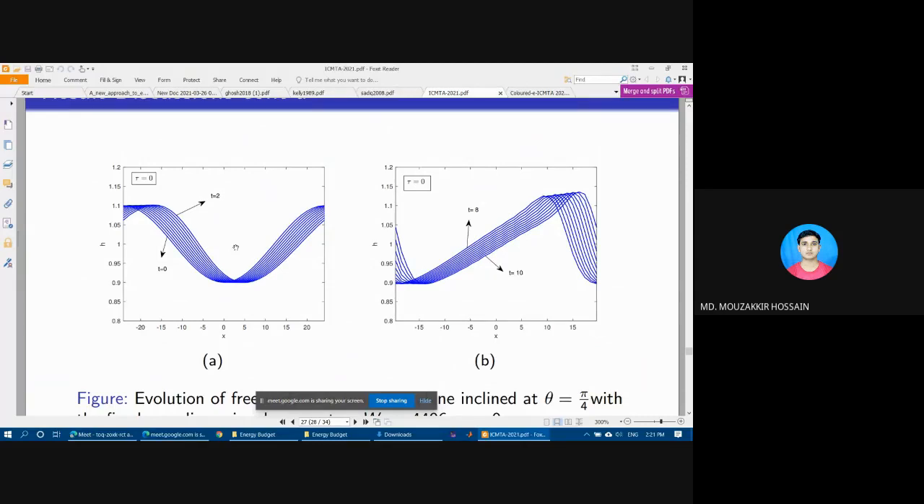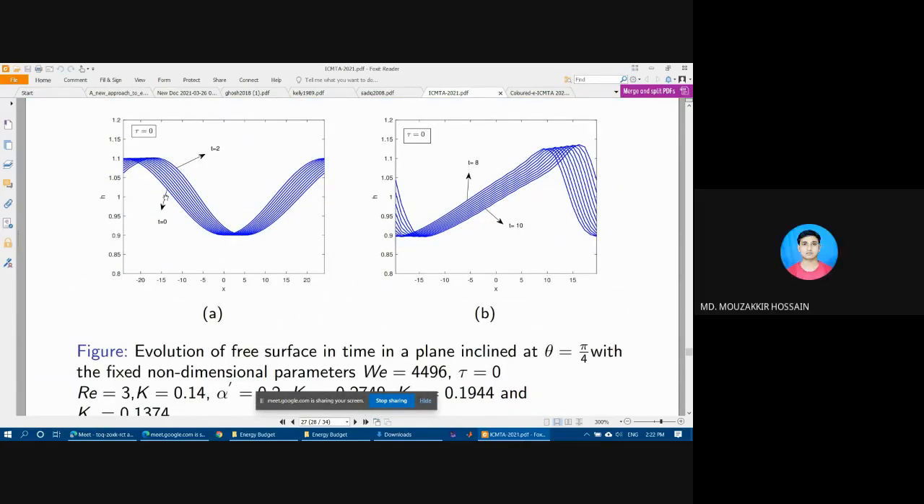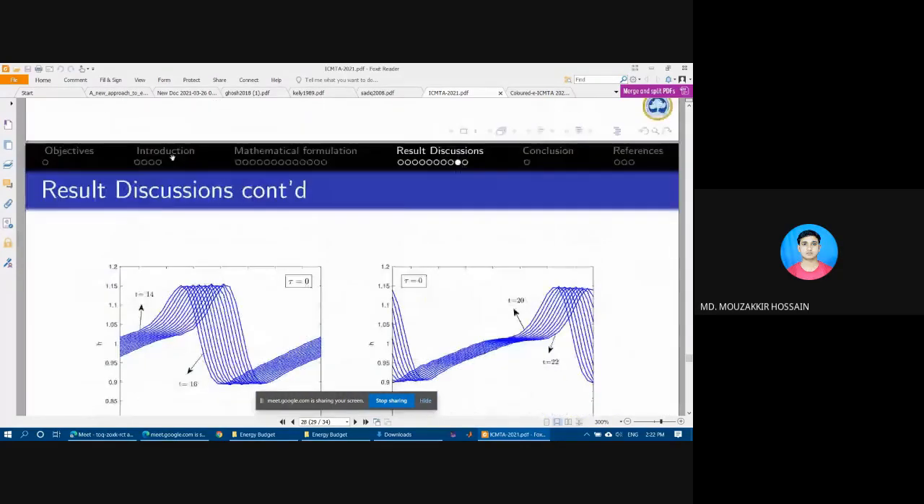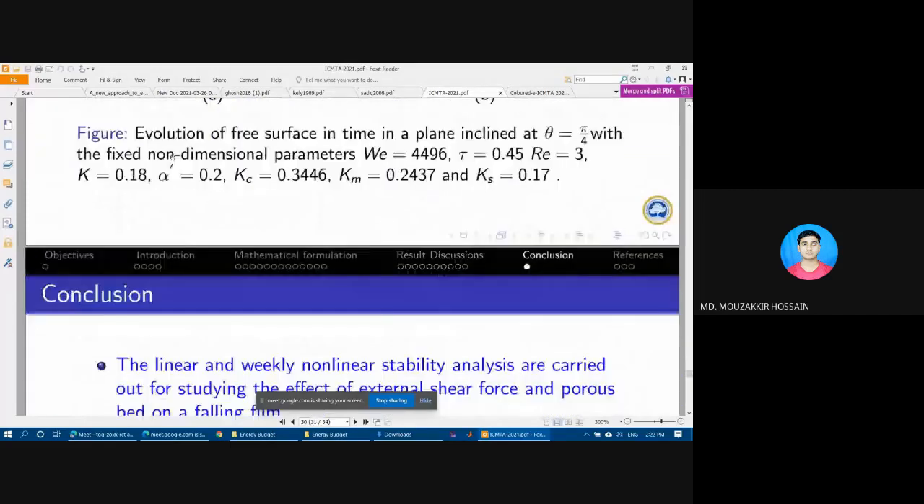Here I use the finite difference scheme to solve this nonlinear perturbation equation, or nonlinear deformation equation. This shows how the deformation evolves with each time. Just follow my cursor: from t equal to 0 to t equal to 2, as time moves, you can see the change of the surface deformation.